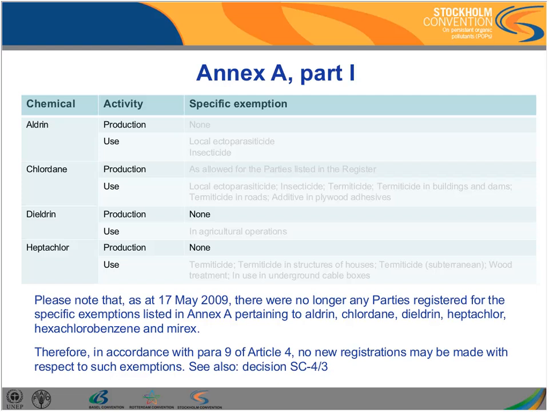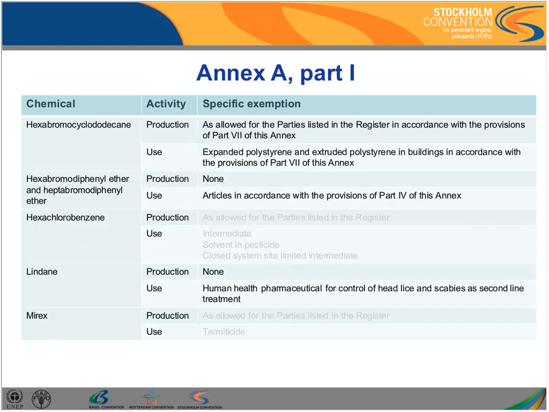So those specific exemptions provided for the chemicals that were adopted in 2000, together with the first Stockholm Convention, are all now indicated in gray, meaning that no new registrations may be made with respect to those exemptions. And the list continues to the next slide. So hexachlorobenzene and Mirex were also among those 12 chemicals that were listed in the initial Stockholm Convention.